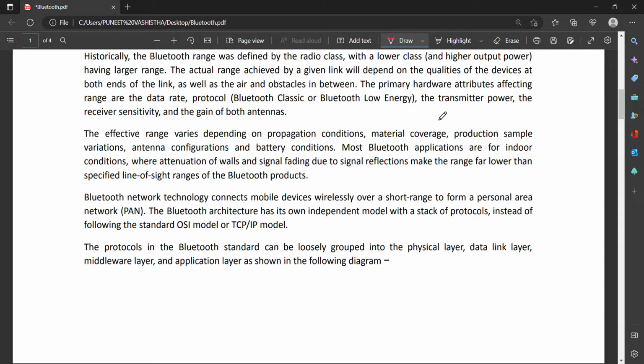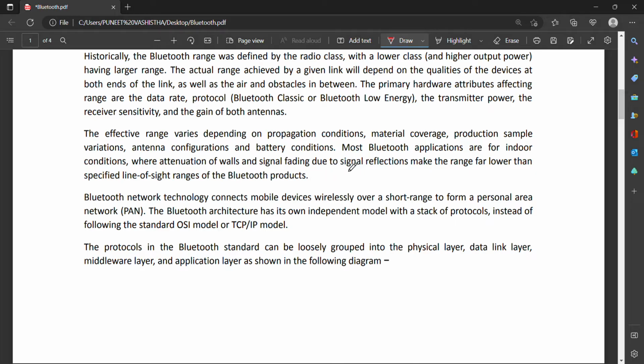So the primary hardware attributes affecting range are data rate protocol, Bluetooth Classic or Bluetooth Low Energy, the transmitter power, the receiver sensitivity, and the gain of both antennas, right? Now, the effective range varies depending on propagation controls, material coverage, production sample variations, antenna configurations, and battery conditions. Most Bluetooth applications are for indoor conditions where attenuation of walls and signal fading due to signal reflections make the range far lower than the specified line of sight of the Bluetooth products.